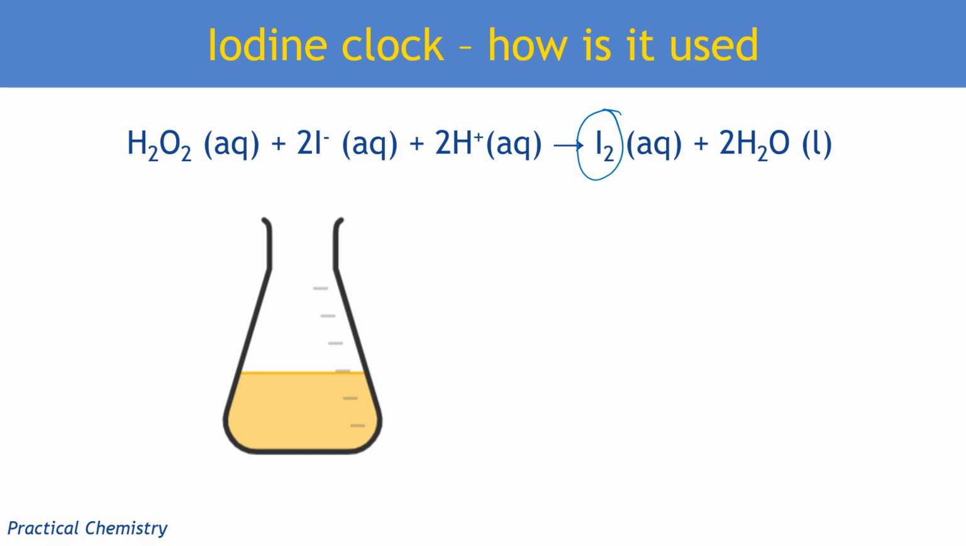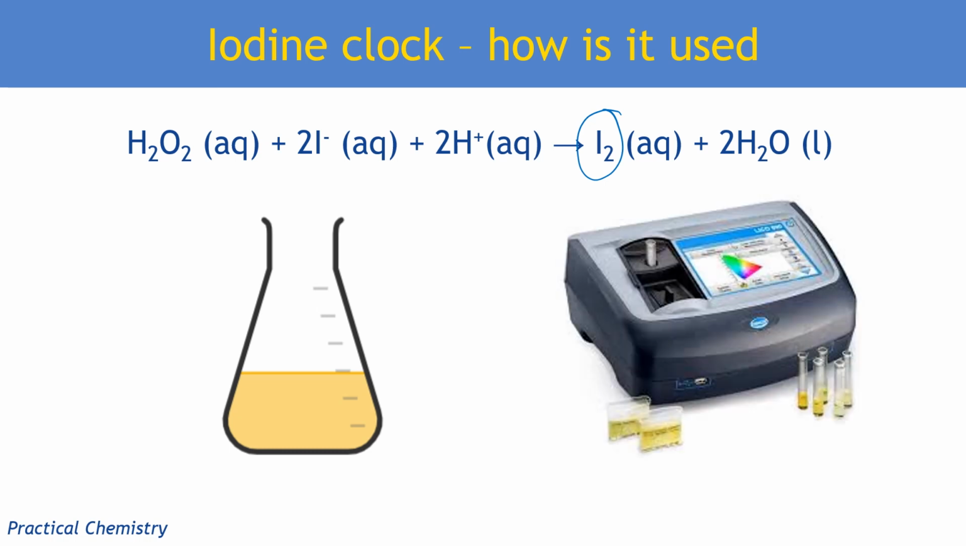So if I wanted to do a continuous monitoring technique, I could do that by using colorimetry because the solution's getting darker and the absorbance increasing, or I could take samples out at different times and titrate those samples to see how much iodine there is, for example, titrating with thiosulfate. And that works because thiosulfate reduces iodine back to iodide, and that's the basis of an iodine thiosulfate titration.